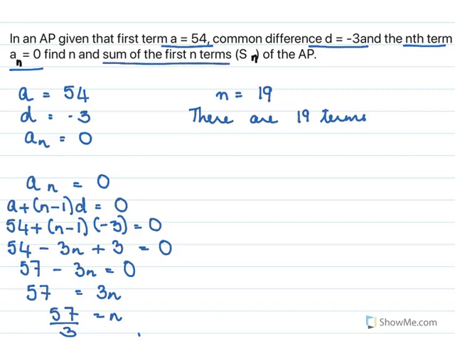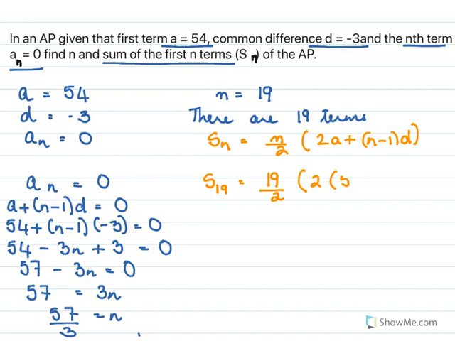Then they said find the sum of the first n terms, that is Sn, equal to n by 2 into 2a plus (n minus 1)d. Sn is n, 19, so 19 by 2. Here n equals 19, we know a is 54, n minus 1 will be 18, and d is minus 3.